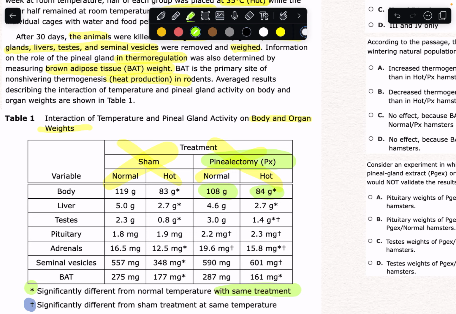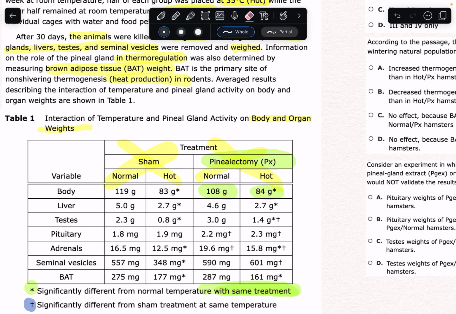You cannot say that 84 is significantly smaller than 119, right? Because this belongs to the sham treatment. It's a different treatment, but star really indicates the comparison within the same treatment, okay? All right, so that's about this.